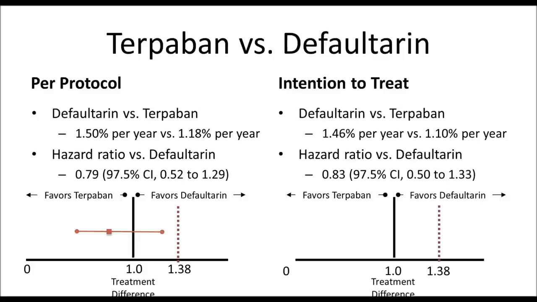When reviewing the intention to treat population, you see very similar results. Again, the confidence interval is to the left of the non-inferiority margin, showing that terpaban is non-inferior to defaltrin in preventing stroke and thrombosis.